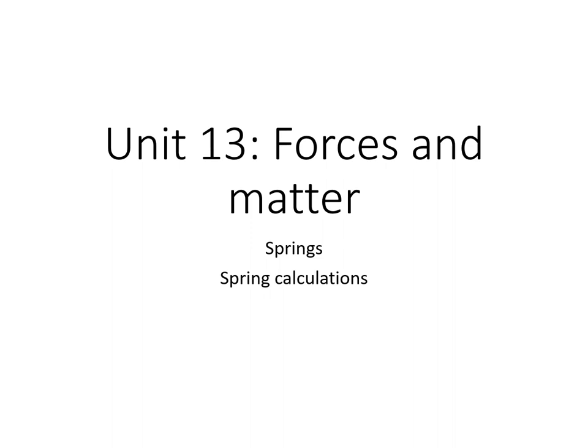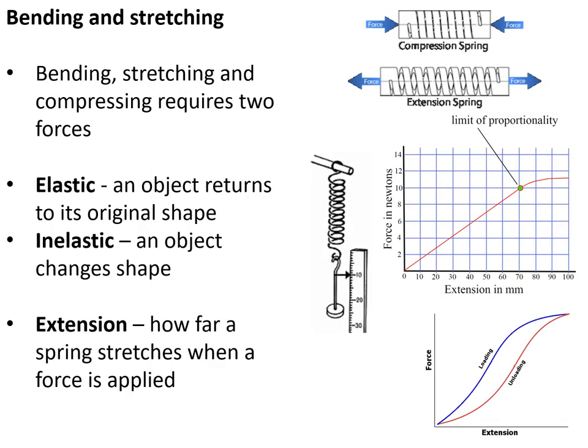Unit 13, forces and matter. This really just looks at springs and spring calculations. Bending and stretching. In order to deform an object, that means bending it, stretching it, or compressing it, you need two forces acting in opposite directions. So for example, to compress the spring here, you need one force going right and the other force going left, so both acting inwards, and that will squash the spring up.